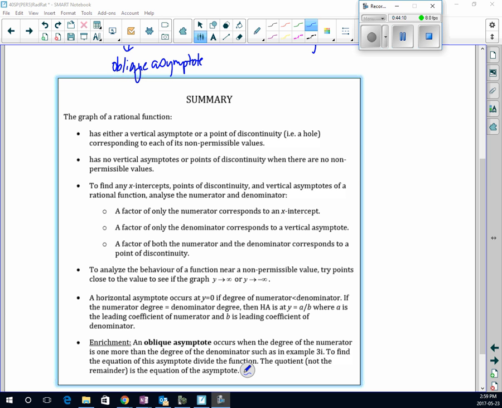A horizontal asymptote occurs at y equals 0. This is key. If you're asking about the horizontal, read this over and over again until you get it through your head. It's always at y equals 0 if the numerator degree is less than the denominator degree. If they're equal, then it's the ratio of the leading coefficients. And if you look at the enrichment, that's the oblique stuff. So again, you need to recognize and see how you get the horizontal, vertical, and the hole.